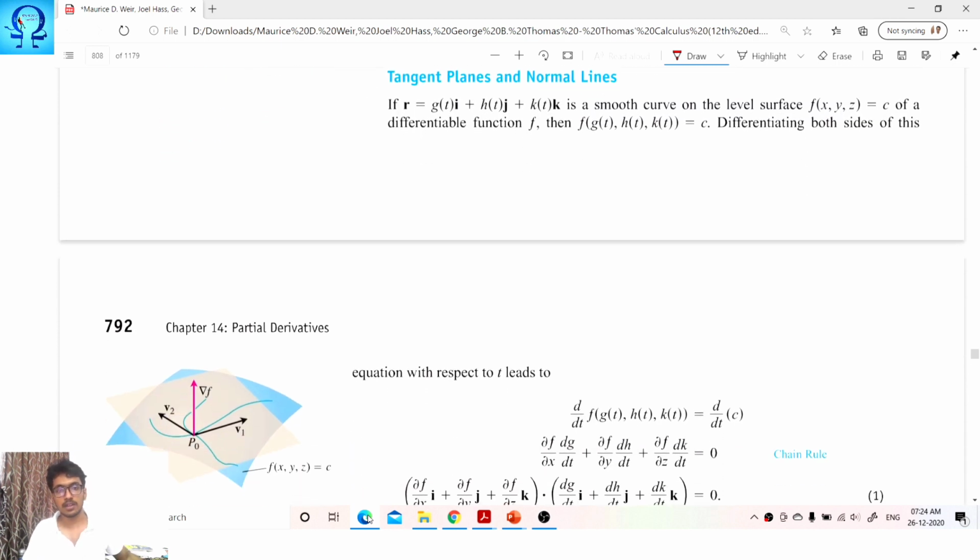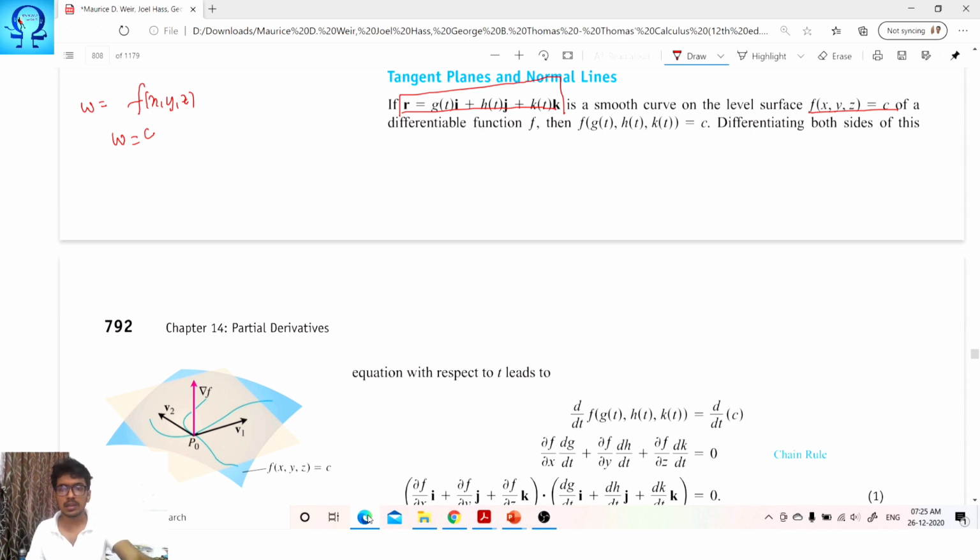Suppose you have a vector r, which is given to be a smooth curve on the level surface. Whenever you are given a function of three variables, the level surface is obtained by equating the function to some constant c. When you equate it to a constant, that surface we call a level surface, and it shall be represented in parametric form using vector notation.